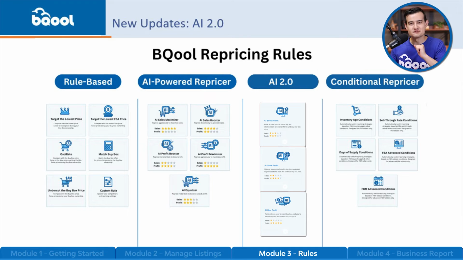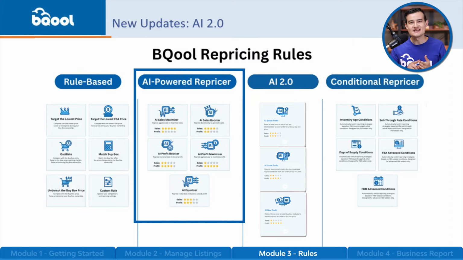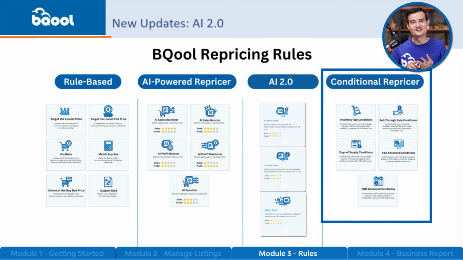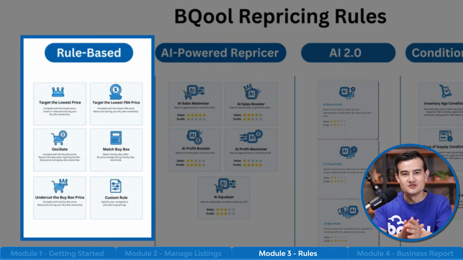We have 3 types of repricing rules. We have the rule-based, the AI-powered, and also the conditional repricing. For a rule-based, you're going to be matching the buy box. A lot of people start out with this. There's 5 default ones, and they start at a very affordable and very high-value price of $25.